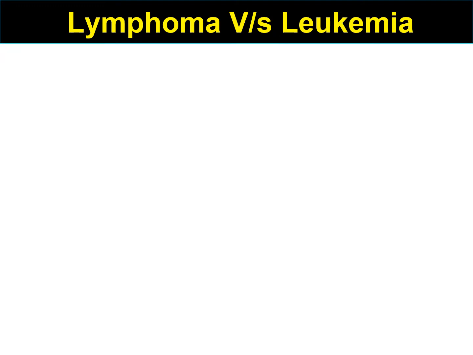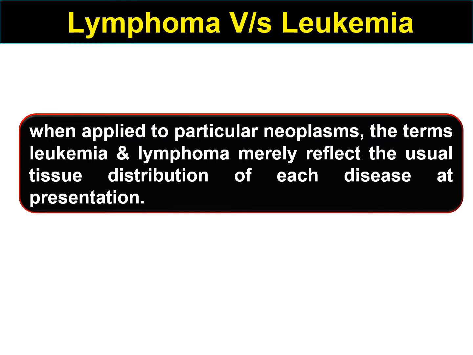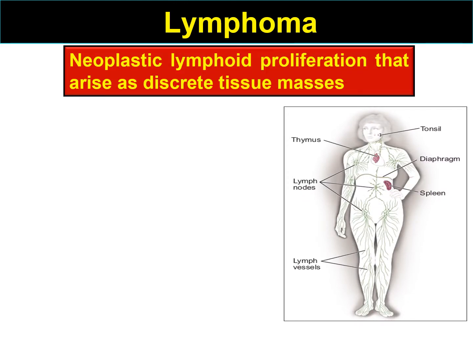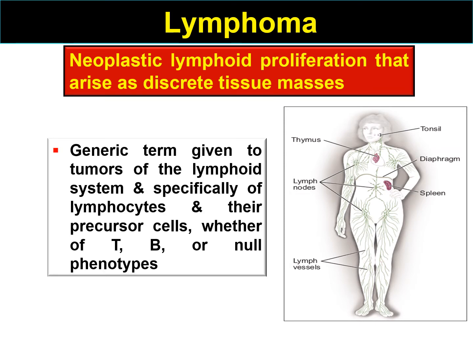So when applied to a particular neoplasm, these two terms, lymphoma and leukemia, merely reflect the tissue distribution of the disease at the time of presentation. Lymphoma more commonly involves the solid tissues, and leukemia is the liquid malignancy. So we can define lymphoma as the neoplastic lymphoid proliferation that arises as a discrete soft tissue mass. It is a generic term given to tumors of the lymphoid system, specifically the lymphocytes and their precursor cells, whether of T, B or null phenotype.